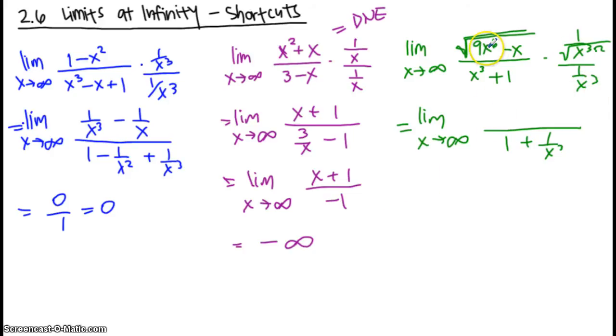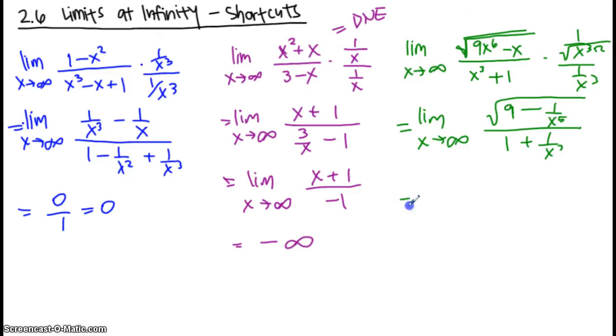So then on top, I'm going to get the square root of 9. Sorry, I'm going to do the whole thing. Square root of 9, and then it's x to the 6th over x to the 6th. So it's just 1. Minus x over x to the 6th. So 1 over x to the 5th.